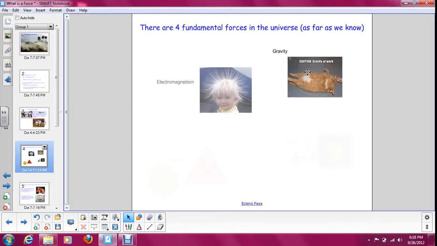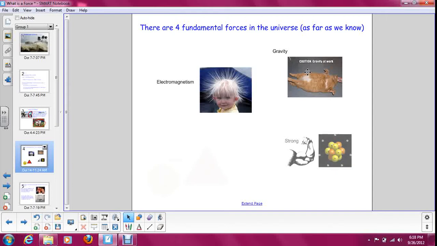Second force is electromagnetism. If you've played with magnets before, that's electromagnetism. If you've ever shocked yourself on a doorknob on a dry winter's day, that's electromagnetism. The electricity flowing through the computer into this smartboard so that I can make this video is electromagnetism.